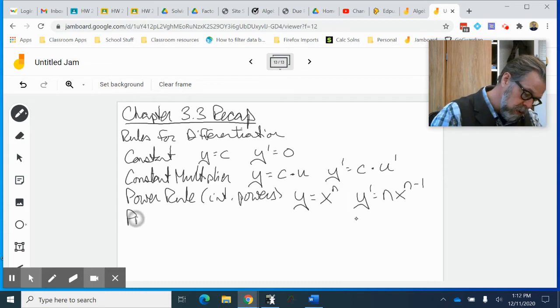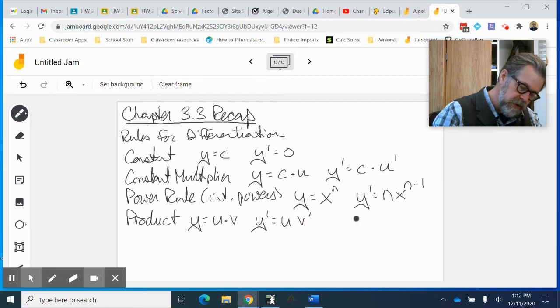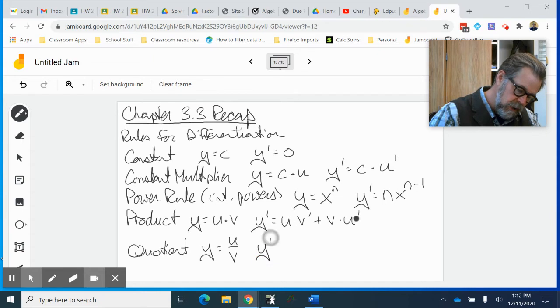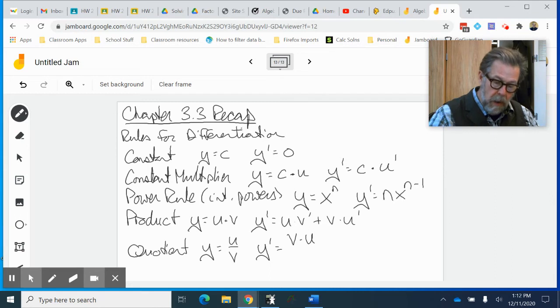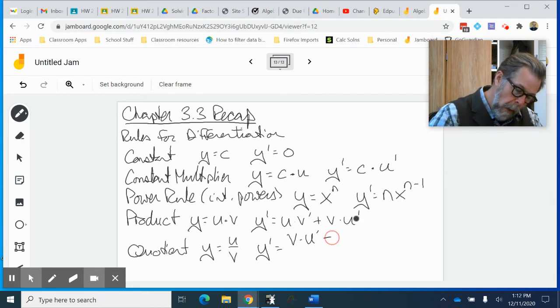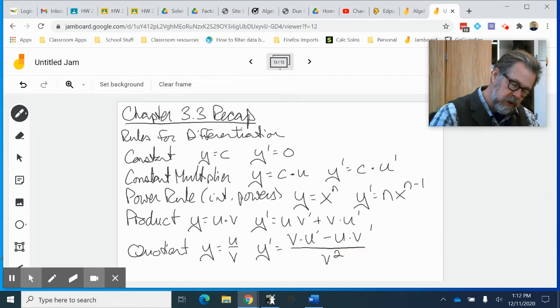The product rule says that if a function is a product of two functions, the derivative will be the first function times the derivative of the second plus the second times the derivative of the first. And the quotient rule says that if a function is a quotient of two functions, the derivative will be the denominator times the derivative of the numerator minus the numerator times the derivative of the denominator, all over the denominator squared.